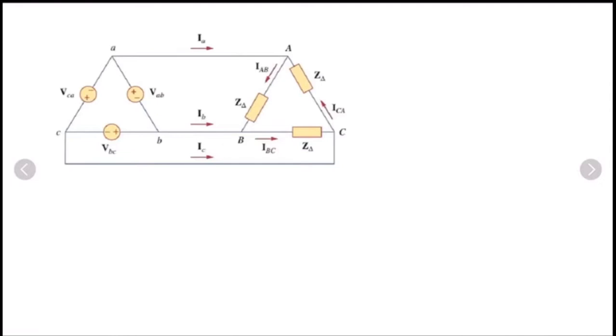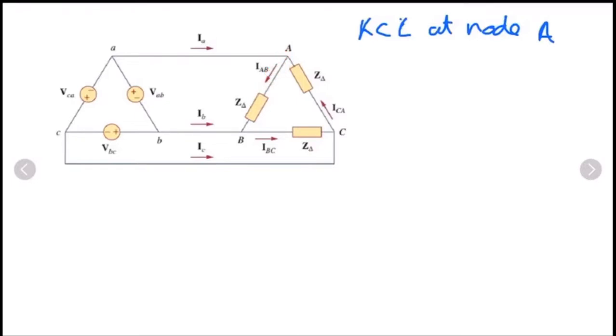For that we will apply KCL at node A. KCL says that we take incoming current as positive and outgoing current as negative, and the algebraic sum of currents at any node is equal to 0. So if we look at point A, IA is the incoming current, ICA is the incoming current, and IAB is the outgoing current.